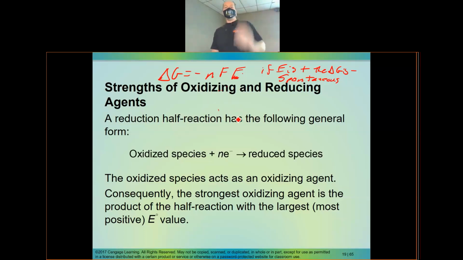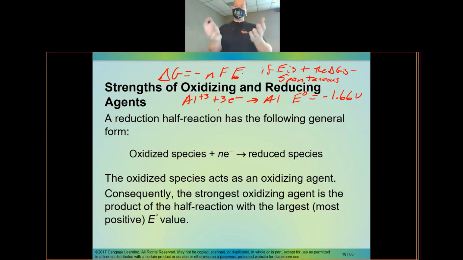All right? So if you're doing a reduction half reaction, Al plus 3 electrons goes to Al, and your E naught for this was negative 1.66 volts right off of your chart. You don't have to memorize it. You look at your chart and that's what it reads. Now you have a negative E naught value, which is going to give you a positive delta G value, which means this is not spontaneous. All right, and so your Al plus 3, this is your reduction half reaction.